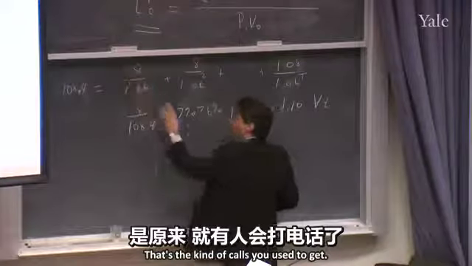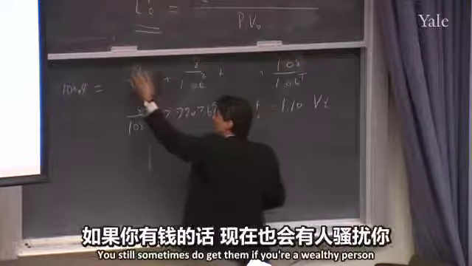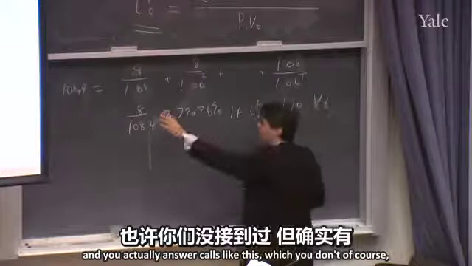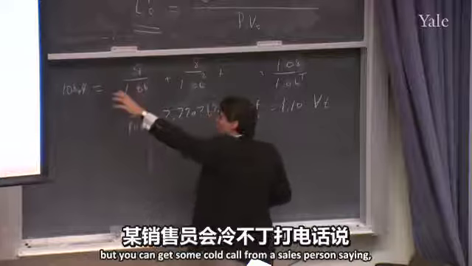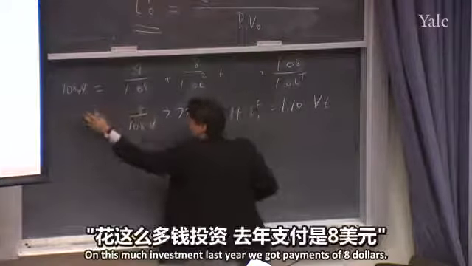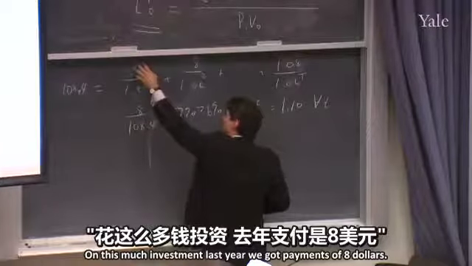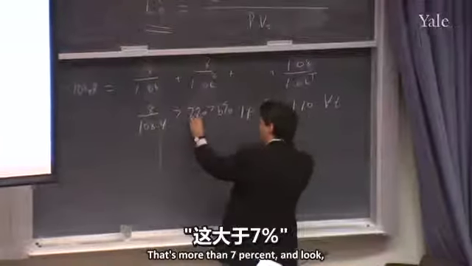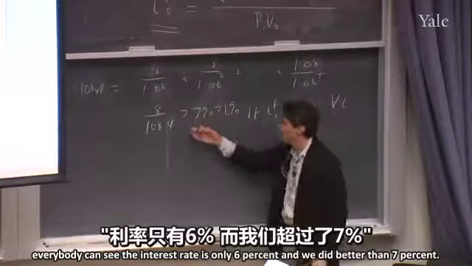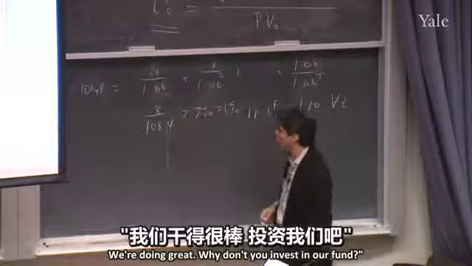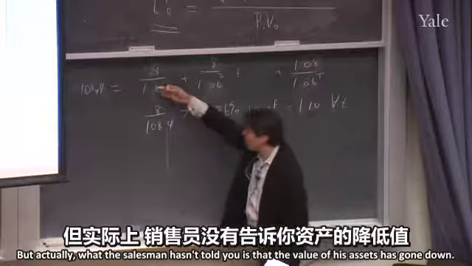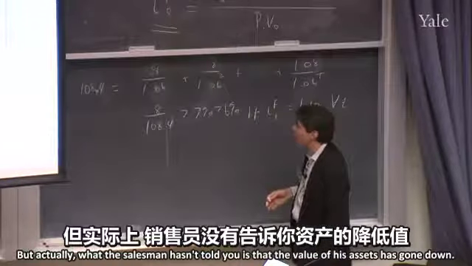That's the kind of call that you used to get. You still sometimes do get them, if you're a wealthy person and you actually answer calls like this, which you don't, of course. You can get some cold call from a salesperson saying, we've got a fund, and look how well it's doing on this much investment last year. We got payments of $8. That's more than 7%, and everybody can see the interest rate's only 6%. We did better than 7%. We're doing great. Why don't you invest in our fund? But actually, what the salesman hasn't told you is that the value of his assets has gone down.